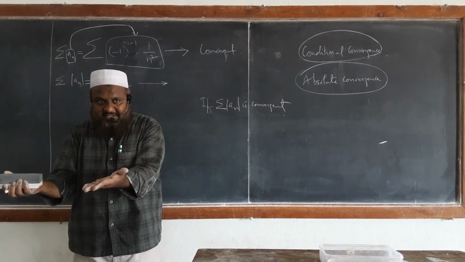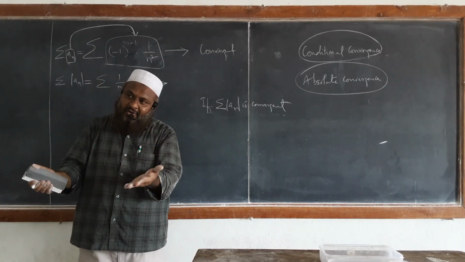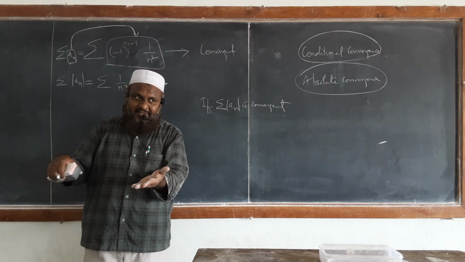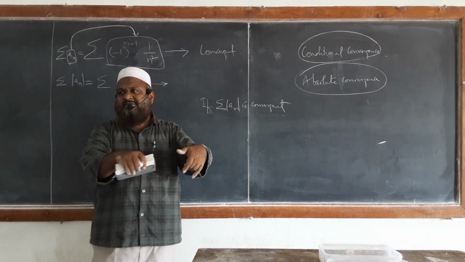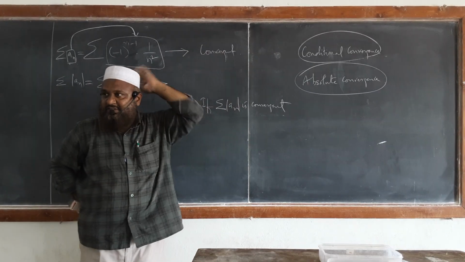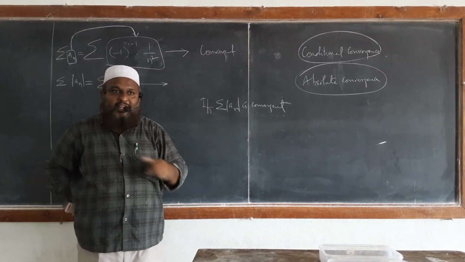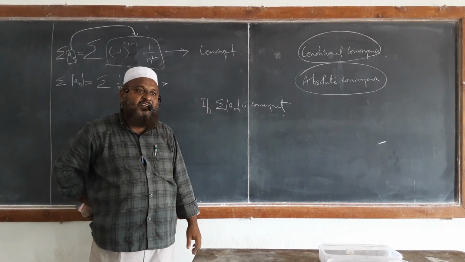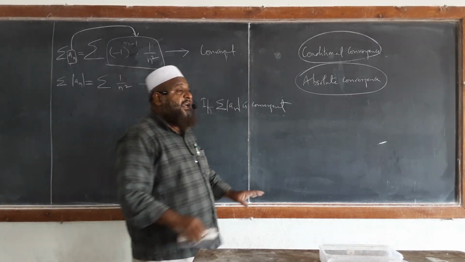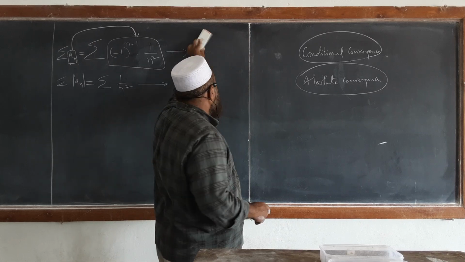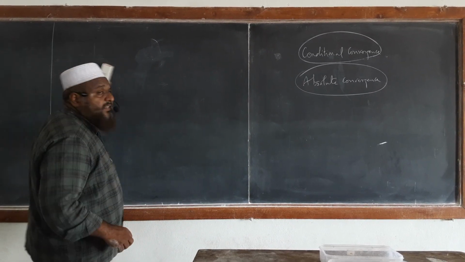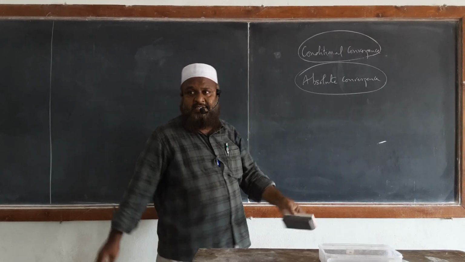Actually, both should be convergent: sigma an and sigma mod an. That one theorem is helping us. What is that theorem saying? If sigma mod an is convergent, then no need to check sigma an. That will however be convergent. So what is the conclusion now? If sigma mod an is convergent, then we call it absolutely convergent. This is not required when we do the problem; just for the sake of explanation I have written it.